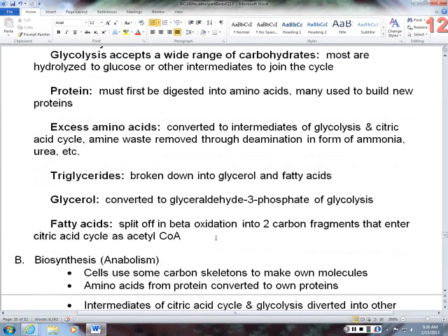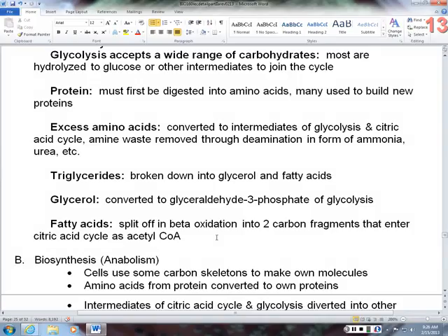Triglycerides. If you remember, a triglyceride is a glycerol with 3 fatty acids attached to it. The glycerol only has 3 carbons on it, so that's going to go into glycolysis. It gets converted into glyceraldehyde 3-phosphate. So you can use a little bit of the glycerol portion to fuel your brain if you need to.